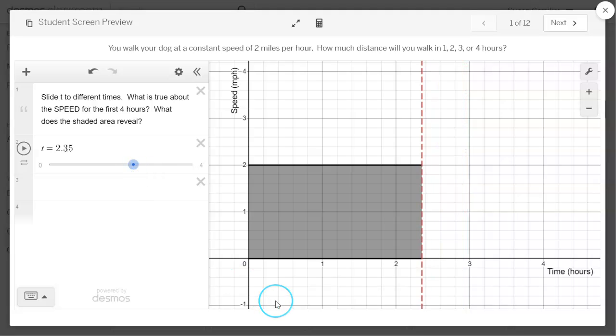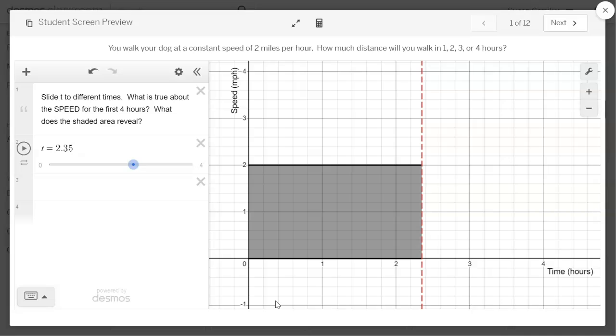Be sure you are pacing your students. You do not want them to move ahead. You want them to stay with you, and you also want to foster rich conversations. So how much distance will you walk in 1 hour? Call it out. See if you can get a team to answer that question. How much distance will you walk in 2 hours?